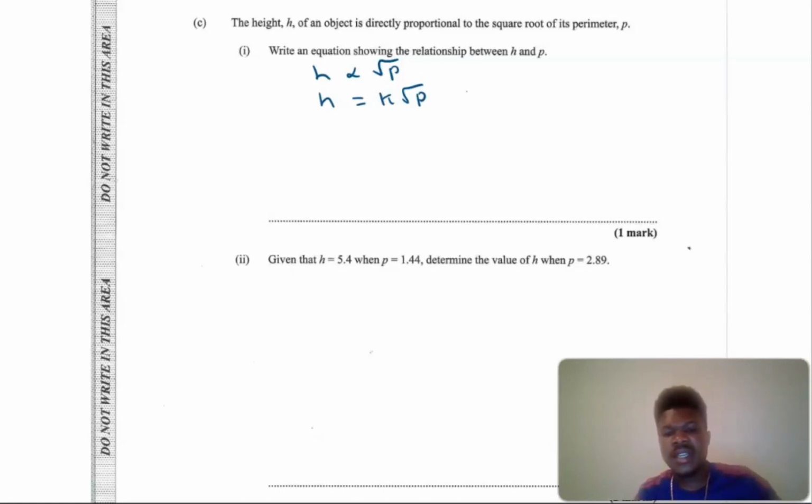Then here it says, given that h is equal to 5.4 when p is equal to 1.44, determine the value of h when p is equal to 2.89.